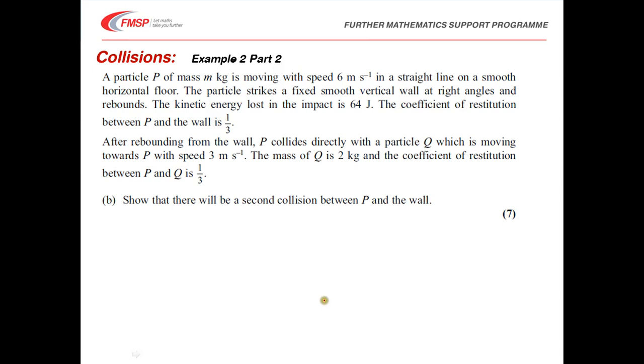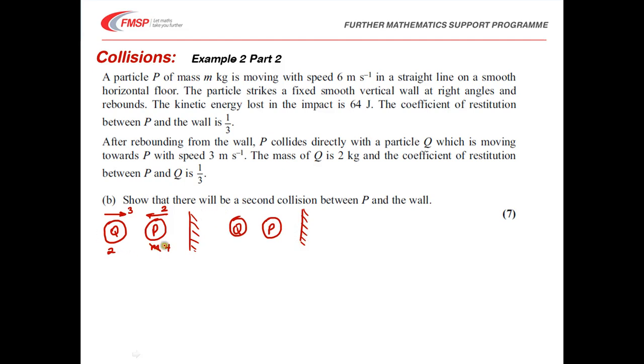On then to the next part of the question. We've then got P rebounds from the wall and collides with particle Q. So let's just sketch that in. Here's P coming off the wall with velocity 2, and Q is coming towards it with speed 3 here, and it's got mass 2. Sorry, we know m here is 4 now from the previous part of the question. So we need to show that there's going to be a second collision between P and the wall. In order to show that, we've got to show that P has its direction reversed.